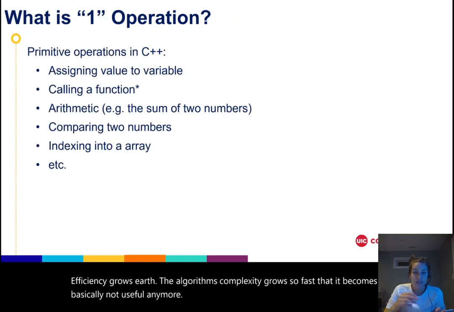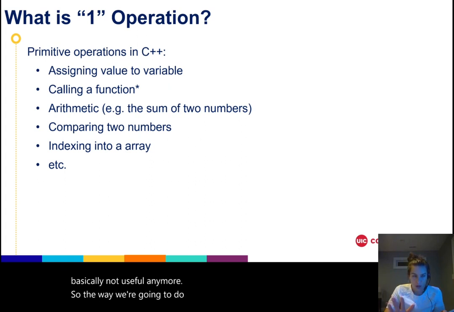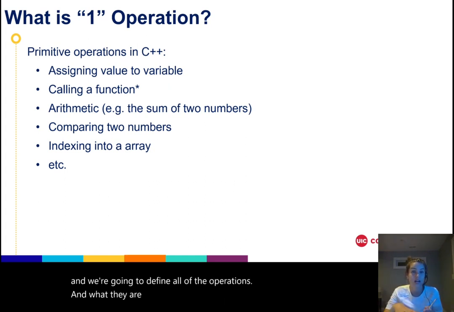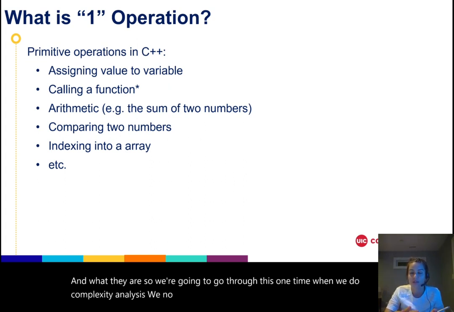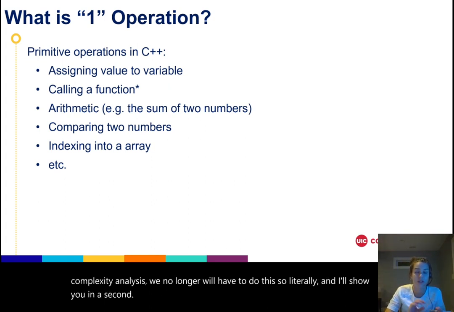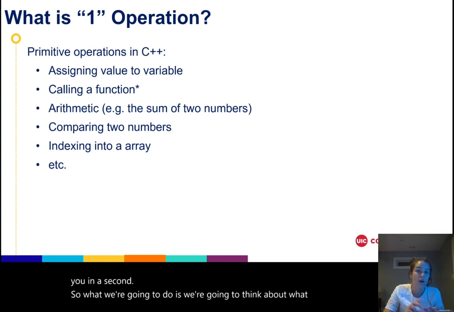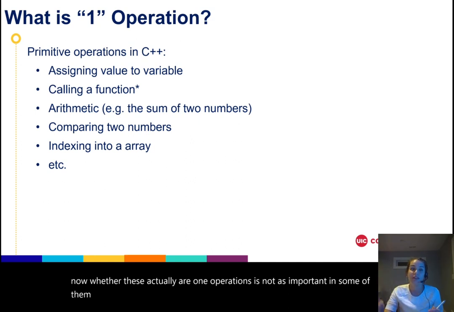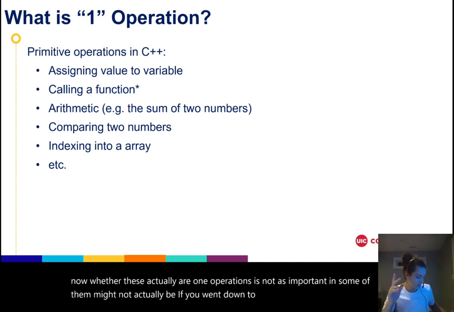So the way we're going to do this analysis is we're going to go through the code and define all of the operations and what they are. We're going to go through this one time. When we do complexity analysis, we no longer will have to do this so literally, and I'll show you why in a second. So what we're going to do is think about what is a one operation. Whether these actually are one operations is not as important, and some of them might not actually be if you went down to assembly code, but they're approximately one.